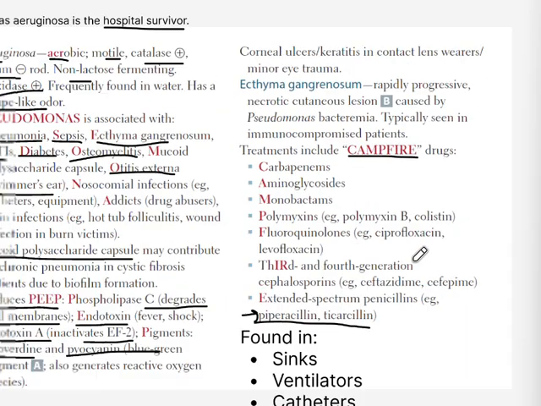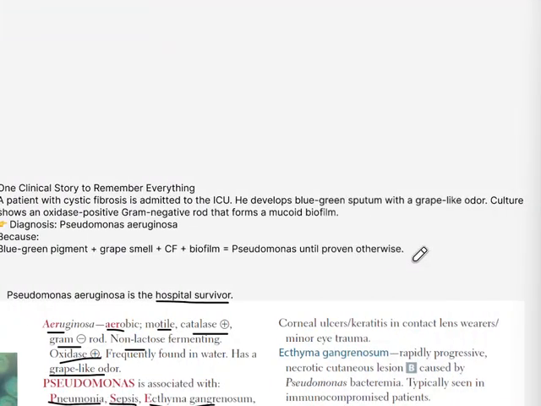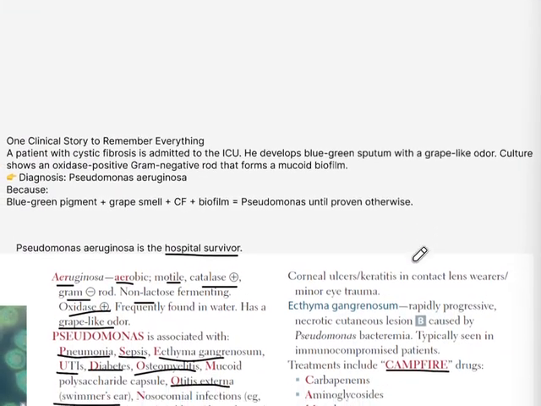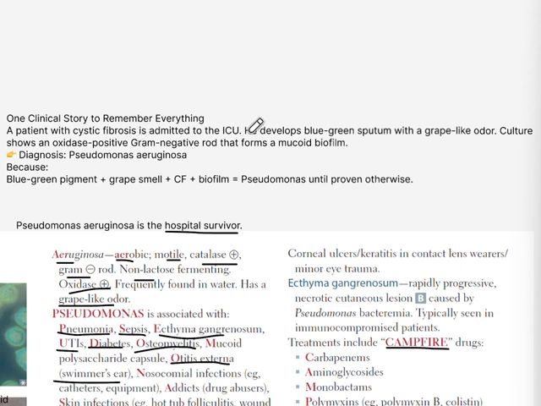So one clinical story that connects everything, we go back to our clinical story here. A patient with cystic fibrosis is admitted to the ICU. He develops blue-green sputum with a grape-like odor. Culture shows an oxidase-positive gram-negative rod that forms a mucoid biofilm. Diagnosis is Pseudomonas because blue-green pigment and grape-like smell and cystic fibrosis and biofilm lead to Pseudomonas until proven otherwise. Right, I'm going to stop the video here because it's getting too long.